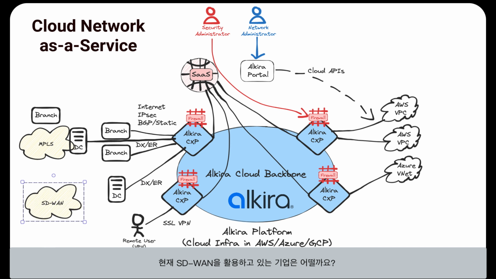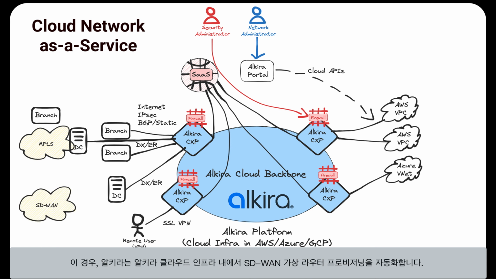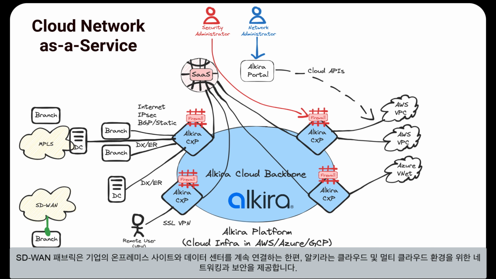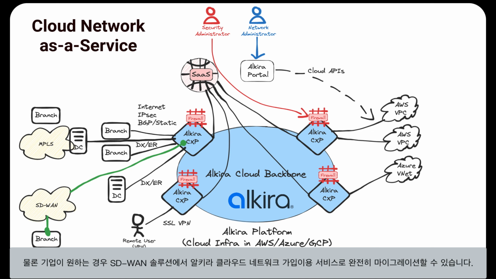What about enterprises that currently leverage SD-WAN? In this case, Alkira automates provisioning of SD-WAN virtual routers inside the Alkira Cloud infrastructure. Once provisioned, these virtual routers register with SD-WAN management for their full configuration. The SD-WAN fabric continues connecting the enterprise's on-premises sites and data centers, while Alkira provides networking and security for the cloud and multi-cloud environments. Of course, should the enterprise choose so, they can migrate entirely off of their SD-WAN solution into the Alkira Cloud Network as a Service.